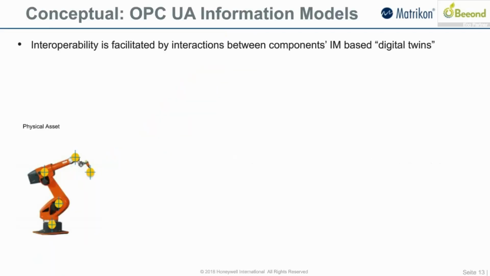So the easiest way to do this, I thought, would be to just take a look at a physical asset. So let's say you've got a robot and it's got various points. I just added some, those crosshairs are little data points that you might be looking at on the robot, say a welding robot. So this is what you would have as a physical asset.